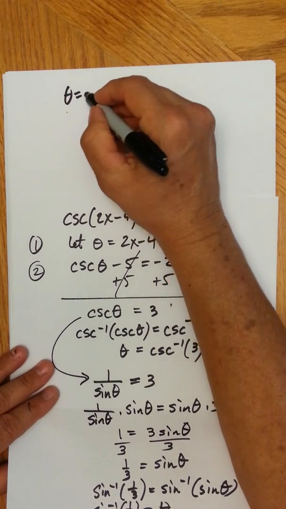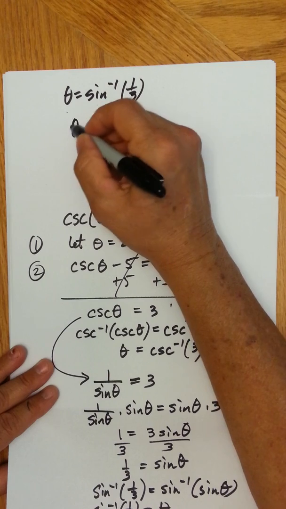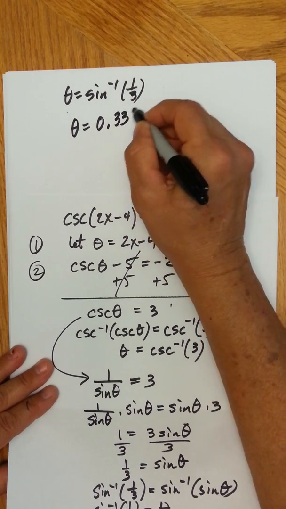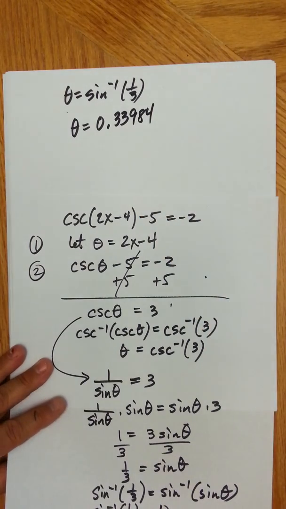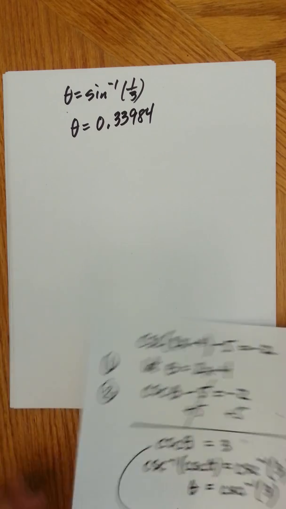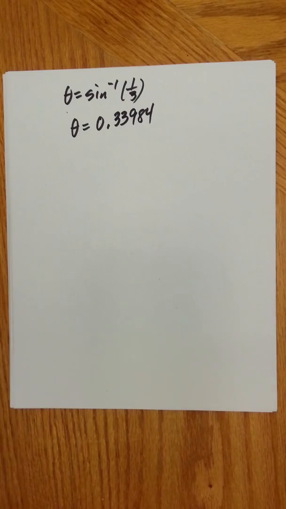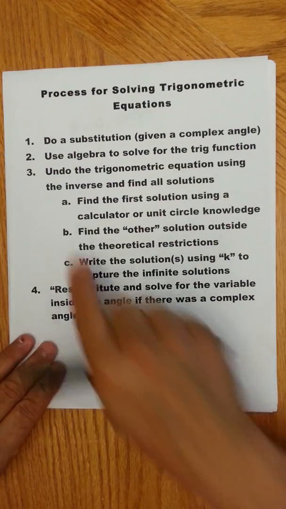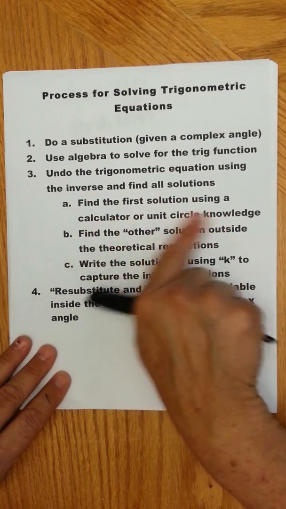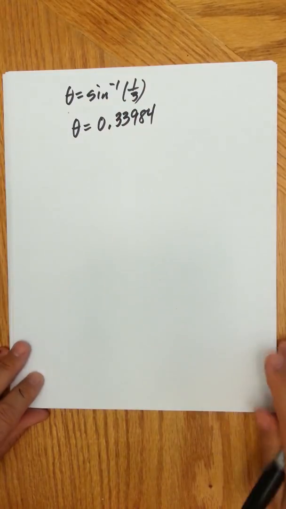So when we were solving for theta equal to inverse sine of 1/3, the calculator gave us that theta is 0.33984 radians. I'm in radian mode. All right. So now I have found the first solution, which is that calculator solution right here. So I've undone the trig function using an inverse trig function. I found the calculator solution, the first one. Now I need to find the other solution that the calculator can't find for me.